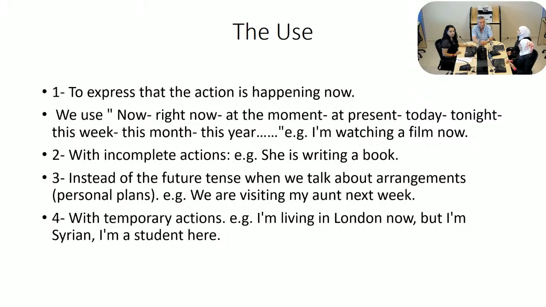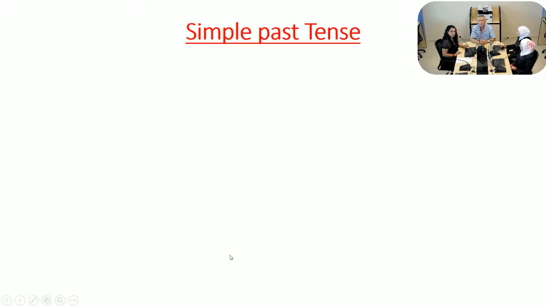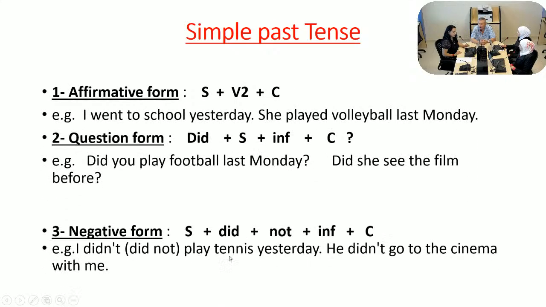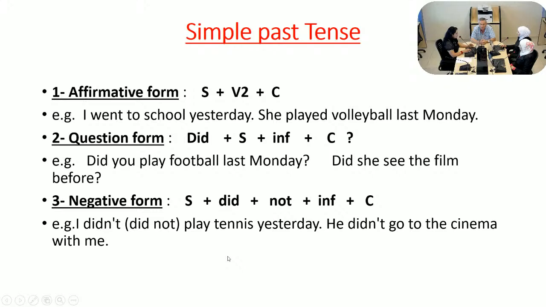With temporary actions: I am living in London now, but I am Syrian. I am a student here. So it is a temporary action to live in London. Next, simple past tense. Now, to talk about the simple past.